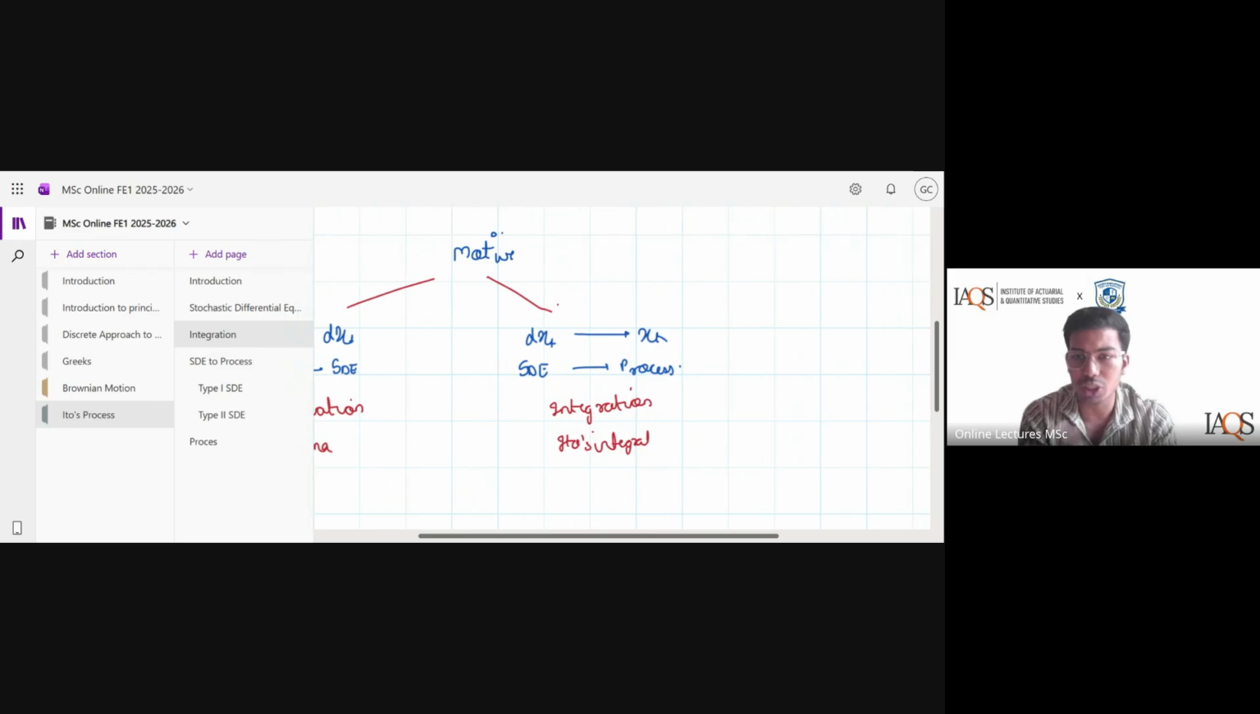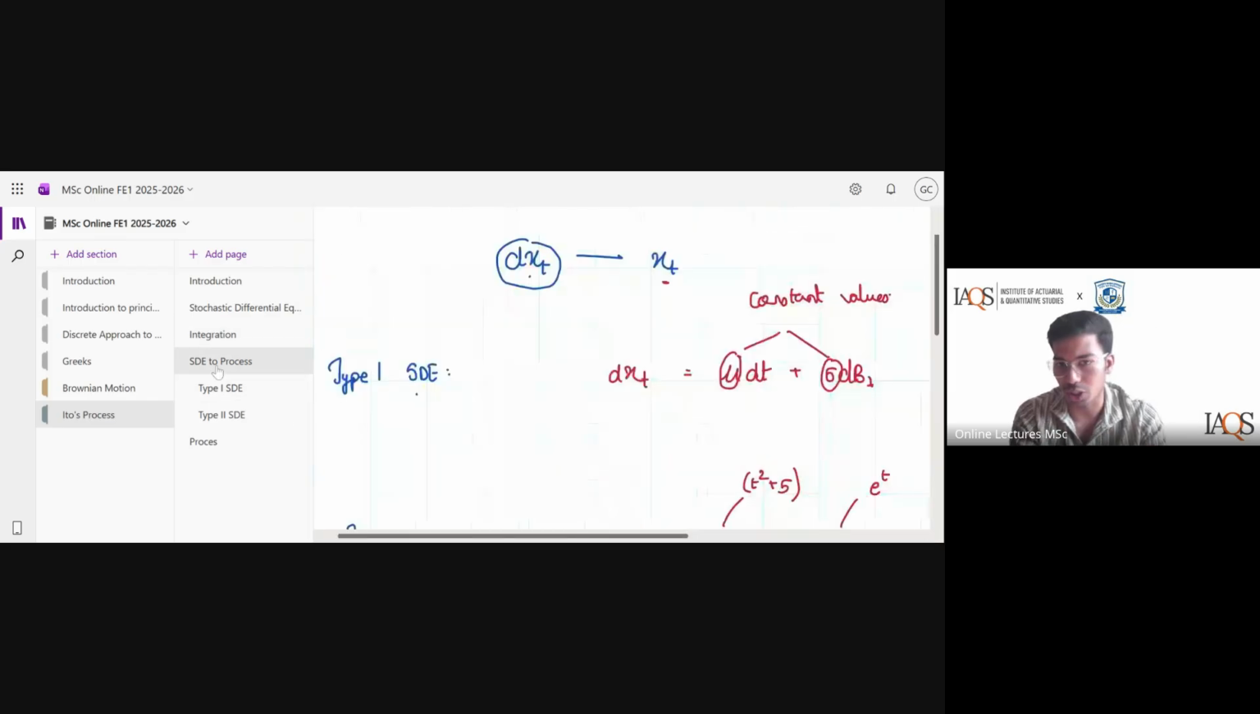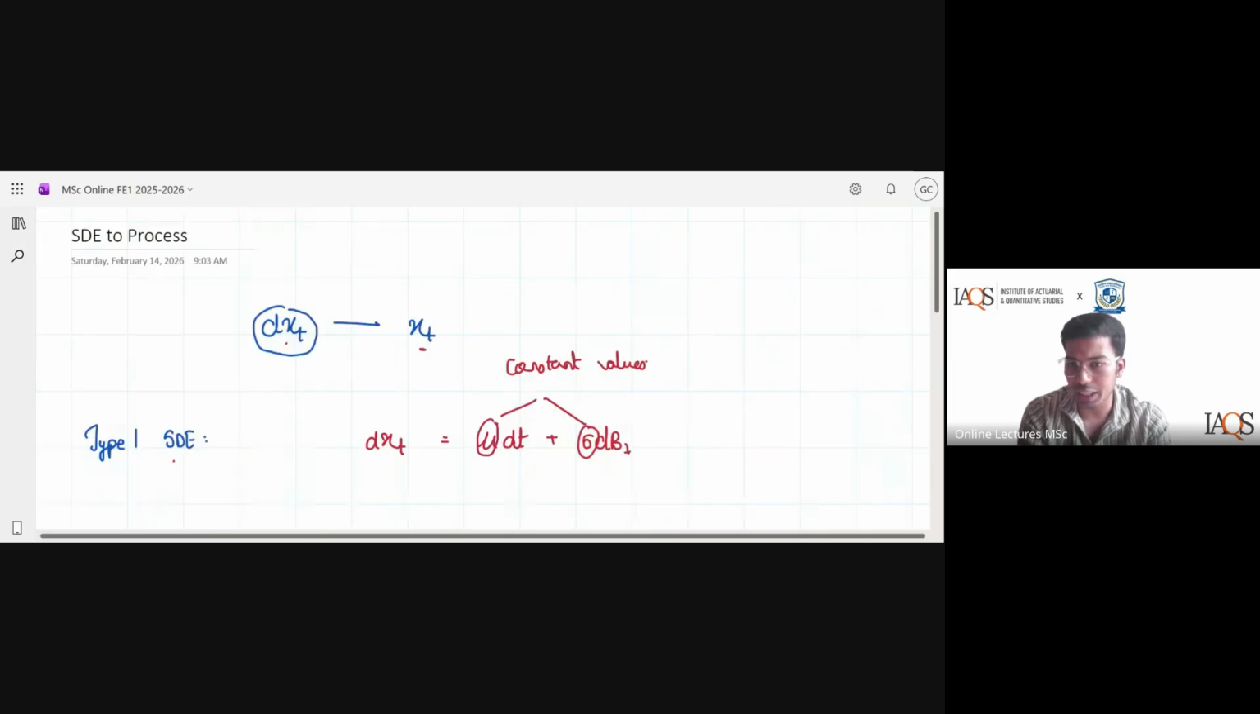The second objective is I may be given the SDE form, which is dXt, and I'll be asked to come to the process form, which is Xt. So here I'll have to integrate. So we saw over here Ito's integral in type 1, type 2 SDE. Starting with the first thing, SDE to process, which means I'll be given the dXt form, and I'll be asked to calculate the process form. This may not be general Brownian motion. It can be any type of Brownian motion. I'll be given the SDE form of the Brownian motion, and I'll be asked to calculate the integral form of the Brownian motion.